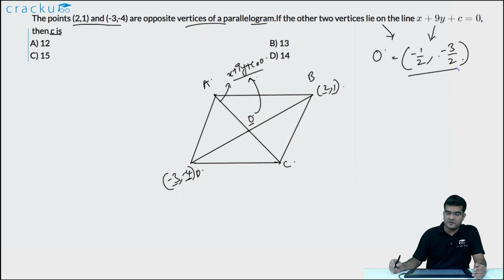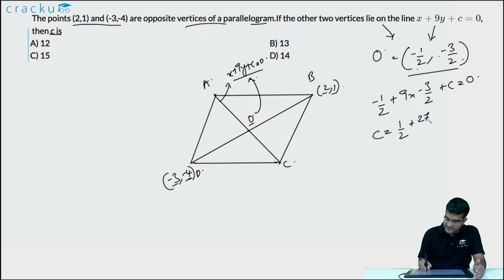If you substitute the coordinates of O in the given line, it should equal 0. That is, the x coordinate is -1/2 plus 9 times the y coordinate, -3 by 2, plus c is equal to 0, or the value of c is equal to half plus 27 by 2, which is equal to 28 by 2, which is equal to 14. So the value of c is 14.